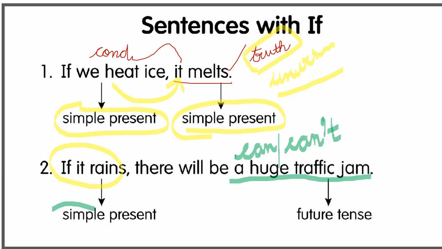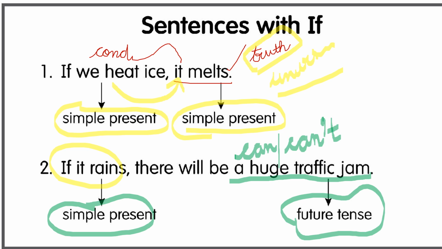So we write the first part of the sentence in simple present tense and the second part in future tense. So don't get confused. Simple rule: if the result is talking about a truth, a universal truth, both parts of the sentence will be in simple present tense. If the condition is in the simple present tense but the result is something which can happen or cannot happen, it is possible and impossible as well, right? Then we use the future tense. Okay.